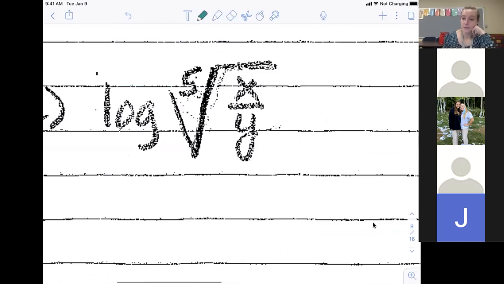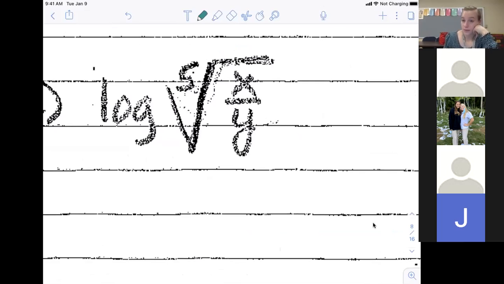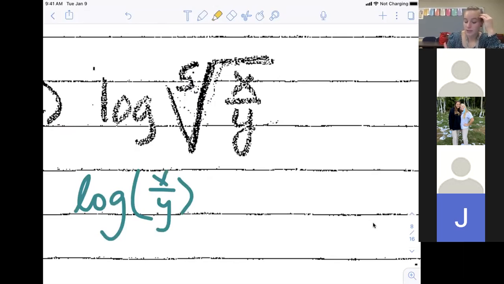On letter C, I've got this big radical over everything. So let's deal with the radical before we deal with the division. I've got log of x divided by y. If I make this radical into an exponent, it's a fraction exponent. It's a 5th root, so that means the 5 is on the bottom, and there's no exponent on the x or the y on the inside, so I'm just going to make that a 1. That makes it a little easier to digest because I've got a 1/5 as one exponent.